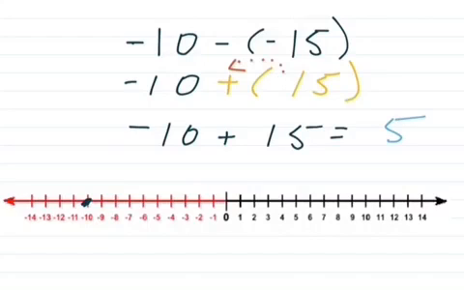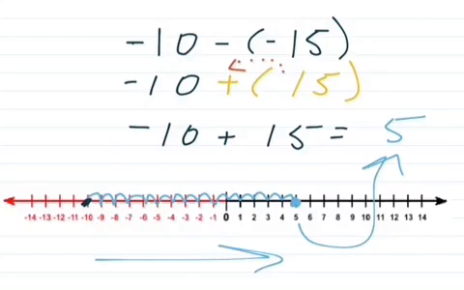I'm at -10. I move 15 spaces this way. So 1, 2, 3, 4, 5, 6, 7, 8, 9, 10, 11, 12, 13, 14, 15 gets me right at 5, which is what I got right over there. So remember, just like we did when we had a positive value and subtracted a negative, make that little carryover right there, change it to addition, and then it's easier to solve once you set up that equation.